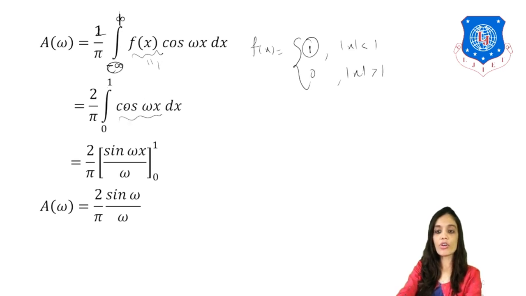Now integrate this cos omega x. So integration of cos omega x will be what? Sine omega x upon omega. And your limits are 0 to 1. Just put the limits. So now if you put x equal to 1, what will remain? Sine omega upon omega. And if you put 0, we know the value of sine 0 is 0, right? So the final answer of a omega will be 2 upon pi, sine omega upon omega.